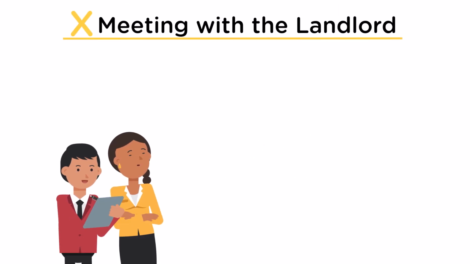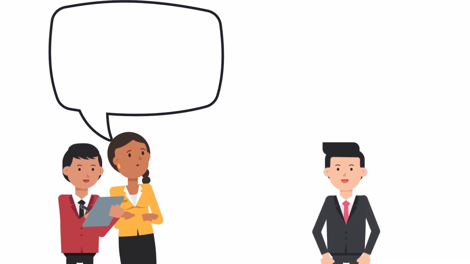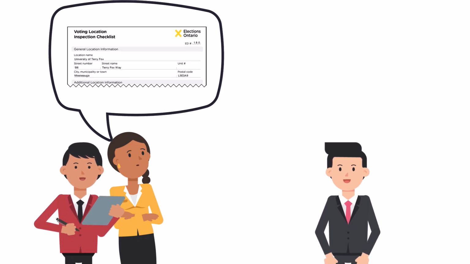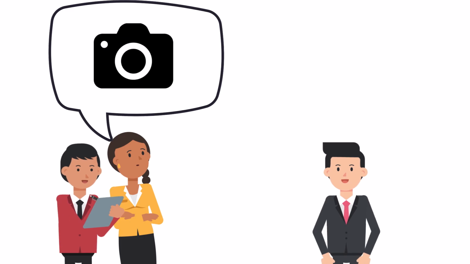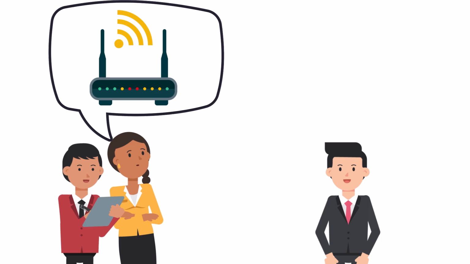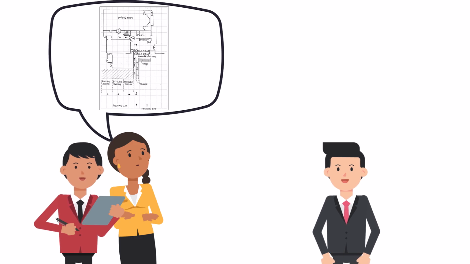Meeting with the landlord. Inspection pairs will meet with the landlord to gather any property contact and site contact information that wasn't collected during the initial telephone call with the RO. Confirm that photography is allowed. Reconfirm that a modem may be used in voting locations with technology, and determine the elector route of travel at the voting location.